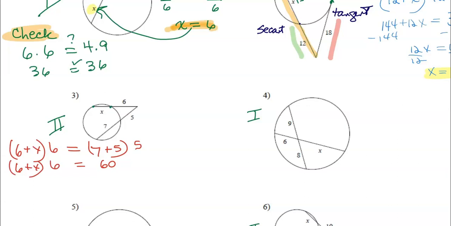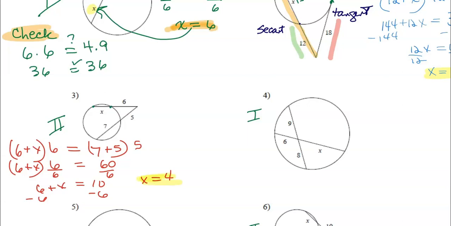Okay, so this time, instead of distributing, I'm going to take the initiative and just divide by 6. That gives me 6 plus x equals 10. Subtract 6, subtract 6, and I'm getting x equals 4. Okay, so that is my answer.